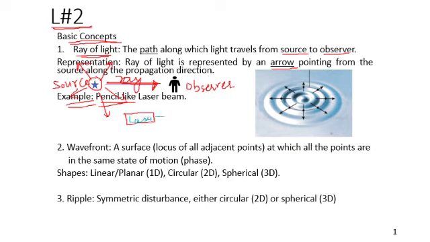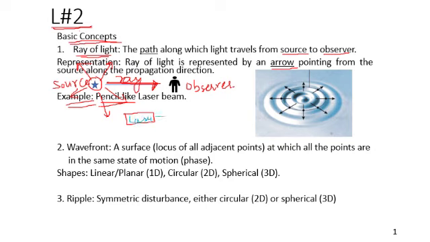Now, the second concept over here is that of a wavefront. We use the concept of wavefront when we visualize light as a wave or any other electromagnetic wave in terms of the wave concept. What is a wavefront? A wavefront is a surface at which all the points of a medium are in the same state of motion.